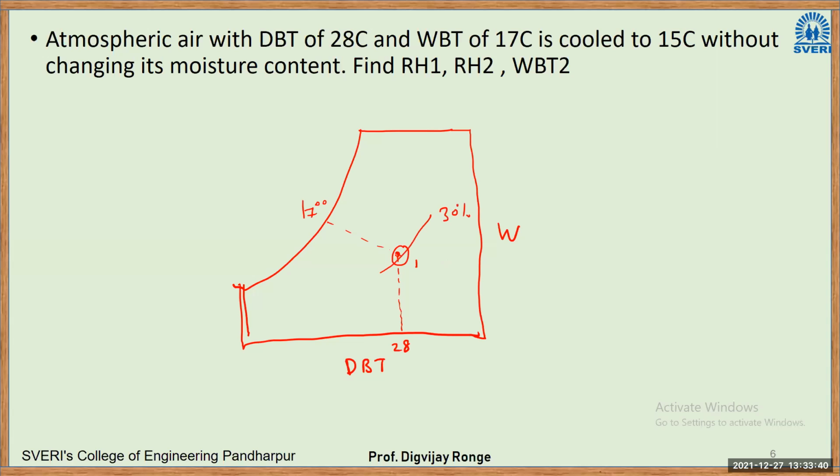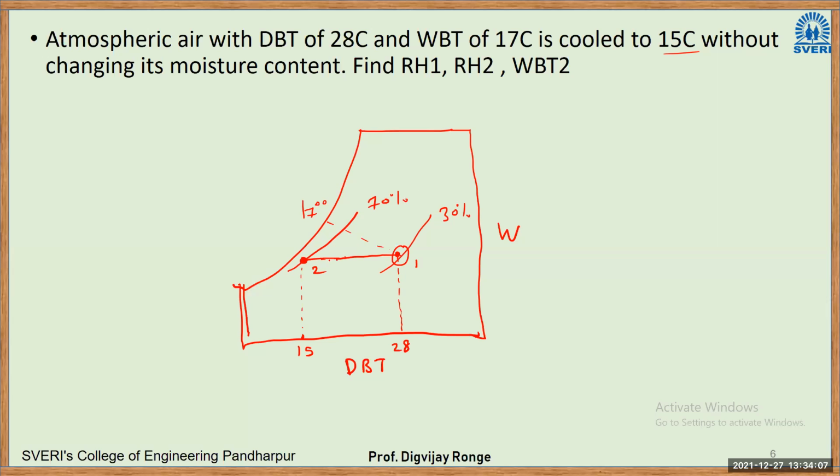Okay. Now they undergo sensible cooling. I don't know where to stop, but they have given the DBT value as 15 degrees Celsius. So somewhere here, 15 degrees Celsius lies. I have to go in upward direction. Wherever these two intersect, that will be my point 2. So this is the point 2. Now here, what is the RH? I have to just follow the RH curve. So here from graph, it is 70%.